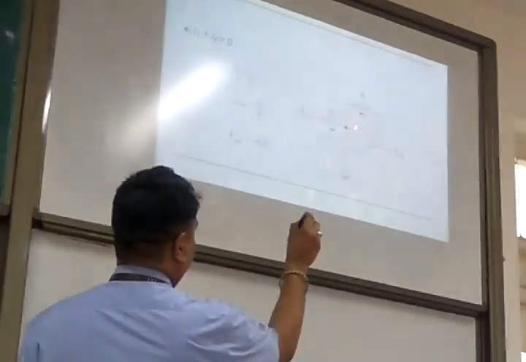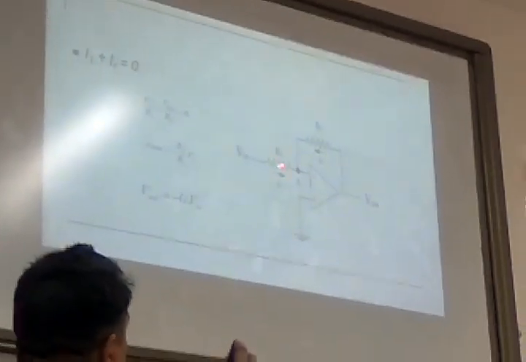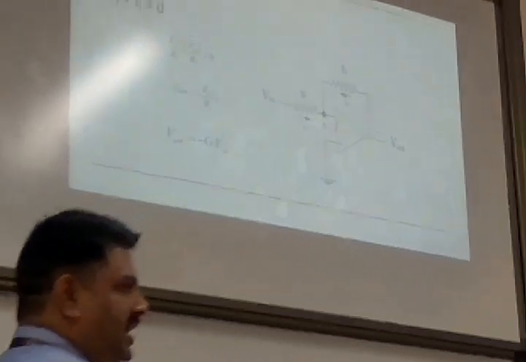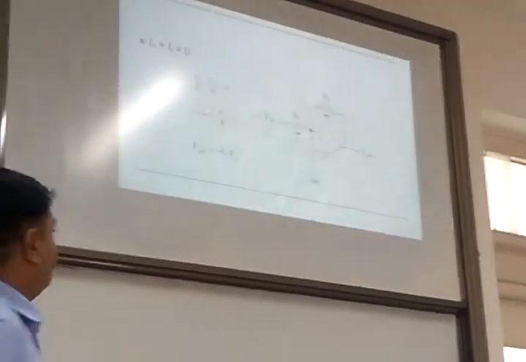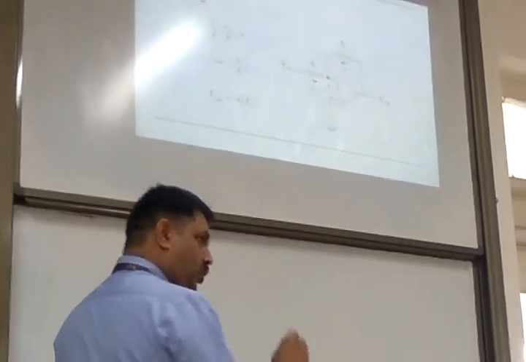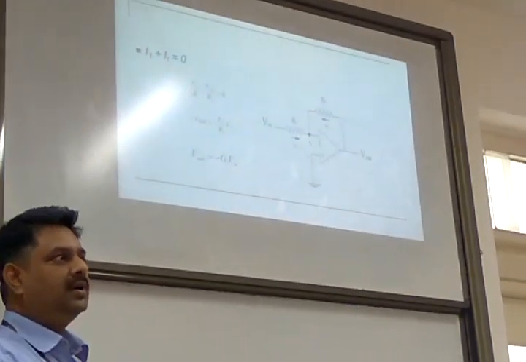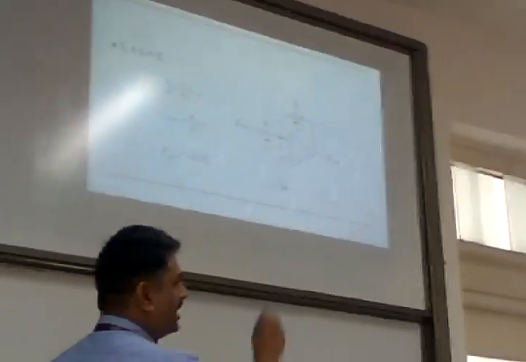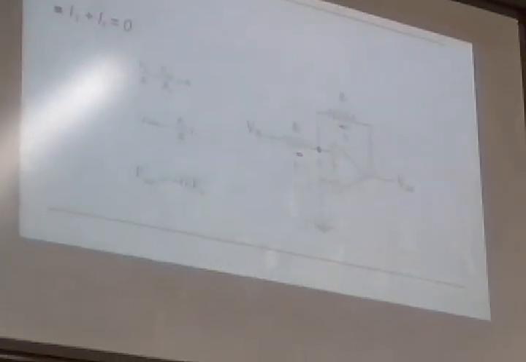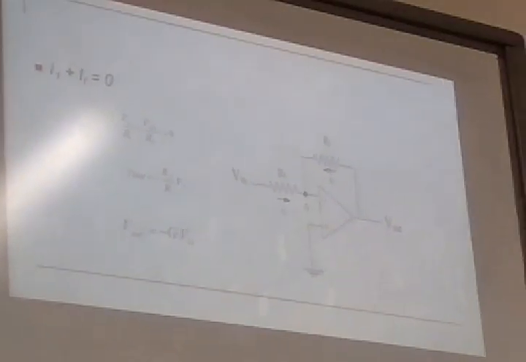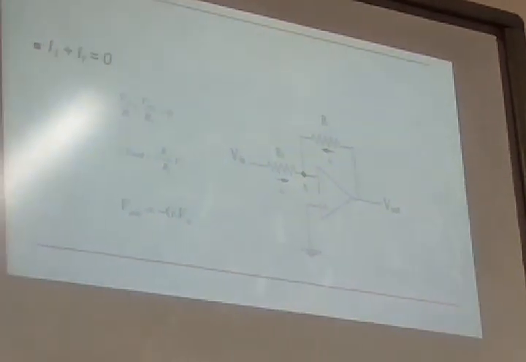This is the input current that's coming in, I1. And both are coming here. Nothing can go inside the op amp, nothing will come. So I1 plus IF should be equal to 0, because there is no way that the current can flow that side. So the current at that junction has to be 0. Then only no current will flow inside the op amp.